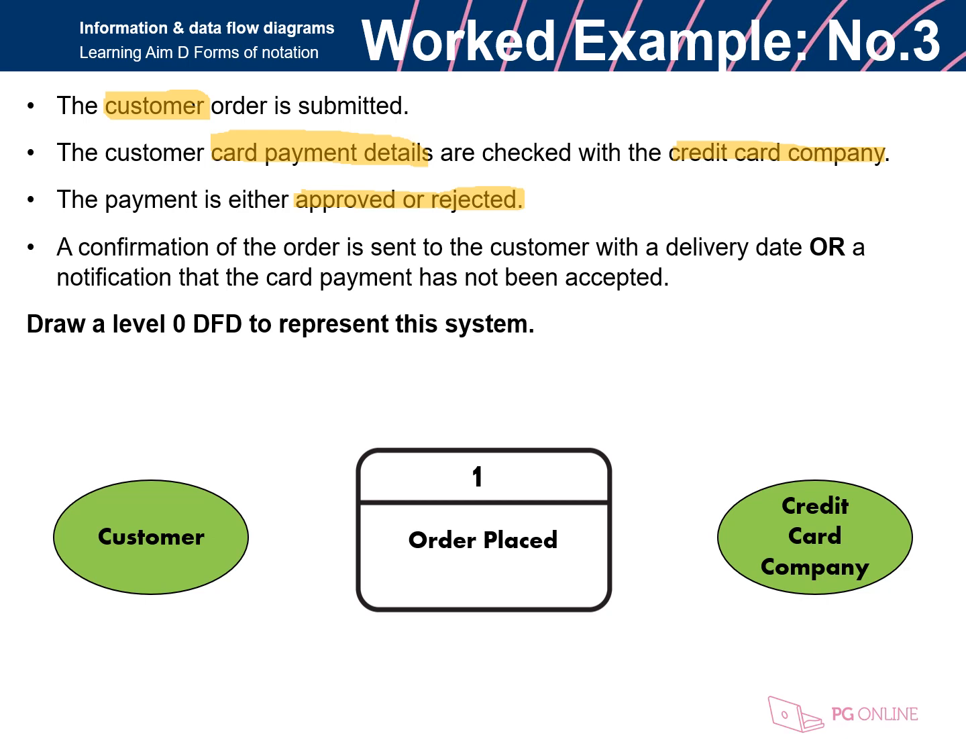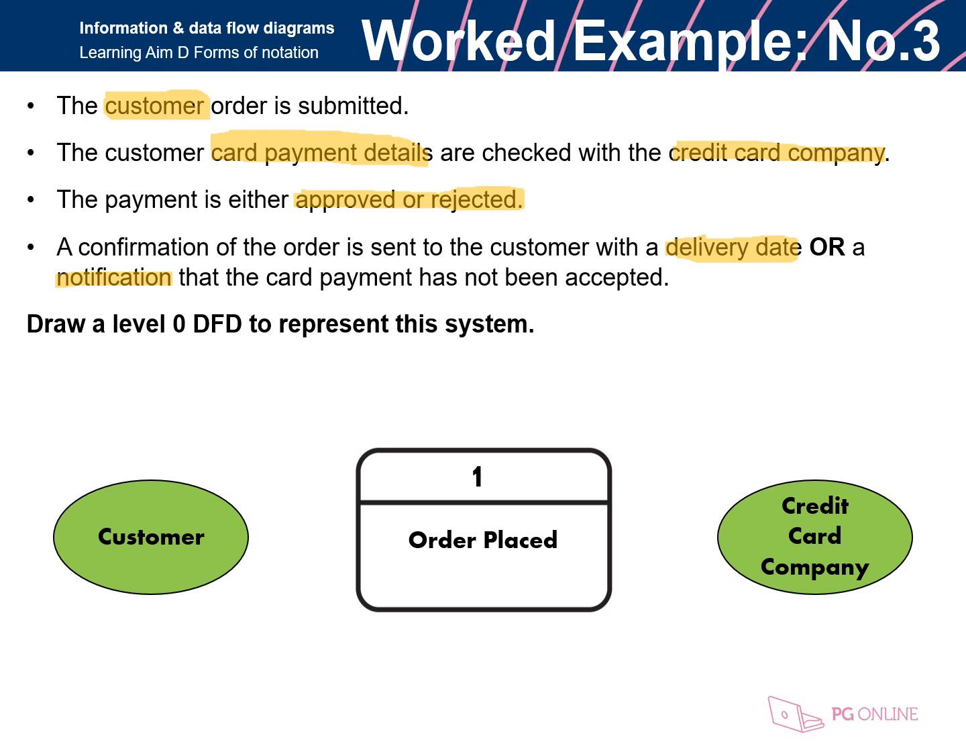And finally, a confirmation of the order is sent to the customer with a delivery date, so they know when the product will arrive, or if the credit card company rejects the payment, they will be notified of that, so they are aware that the transaction has not gone through.